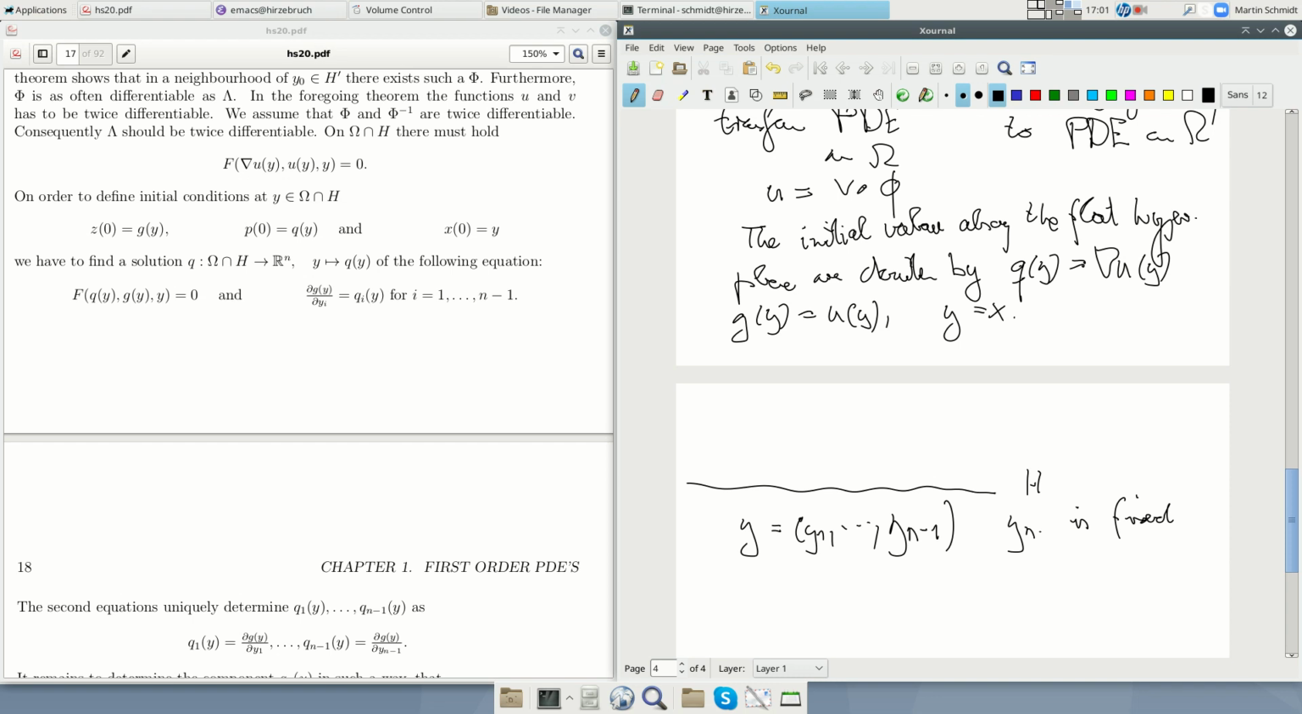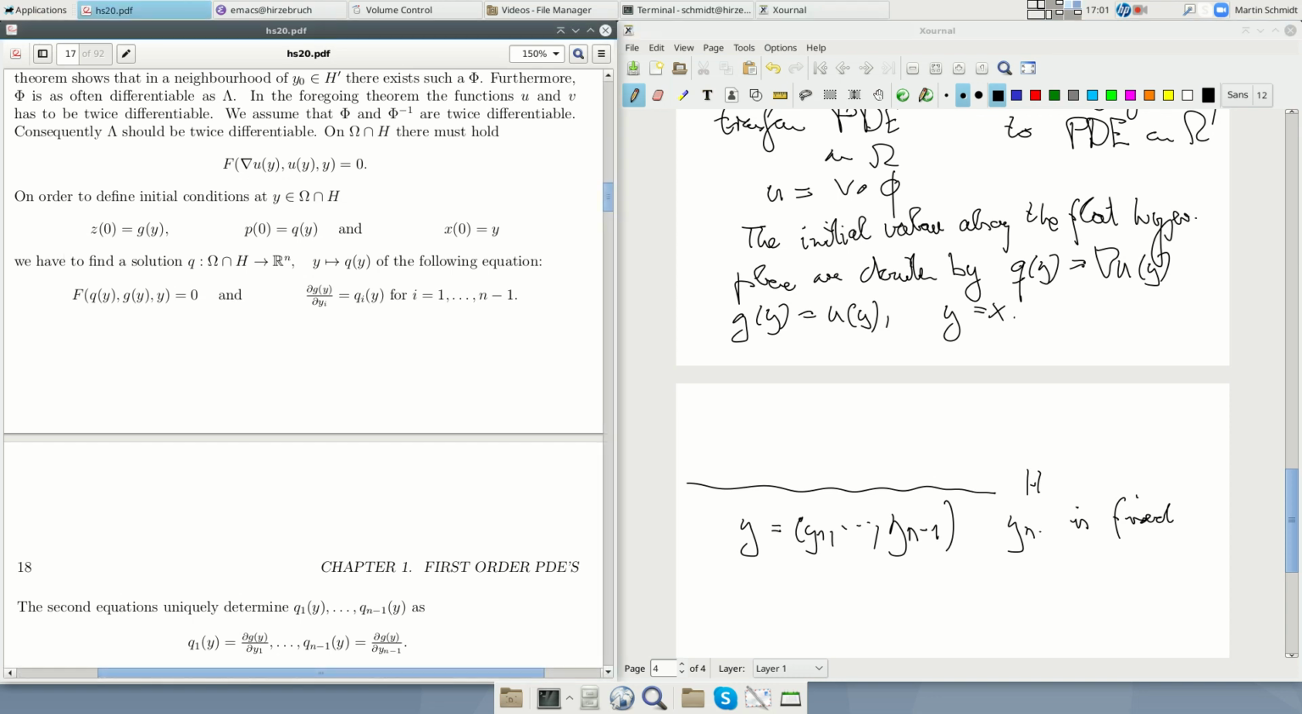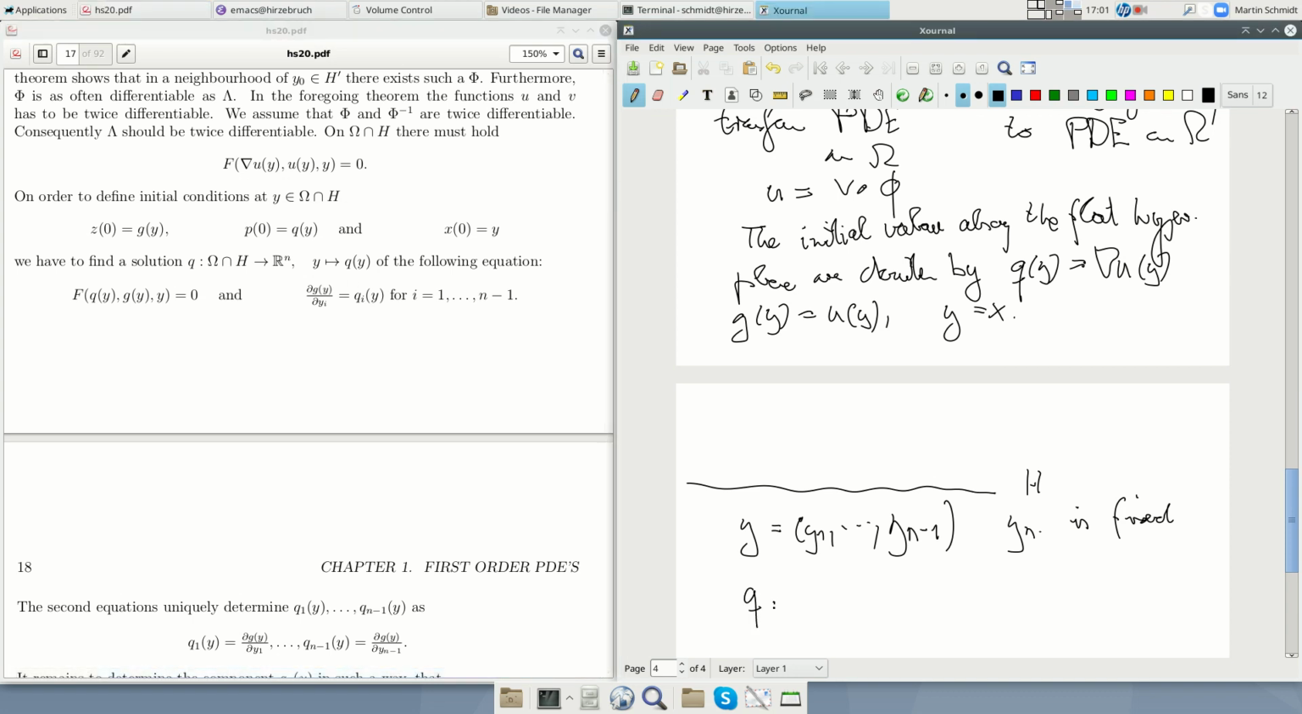Yeah, but this means the first n minus 1 partial derivatives of u are given. So these components are given. So we have q_i equal to ∂g/∂y_i for i equals 1 to n minus 1. So this means there's only one missing, only q_n.